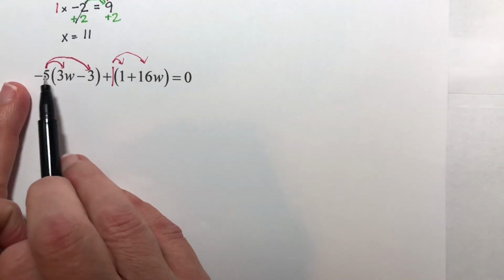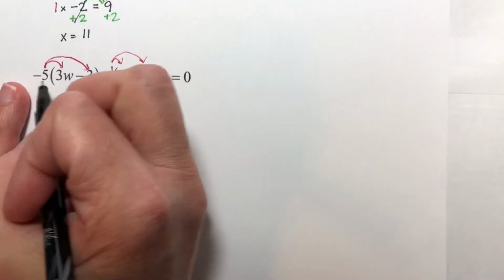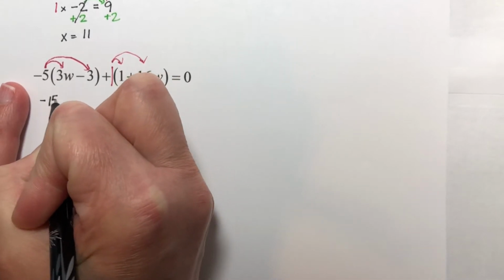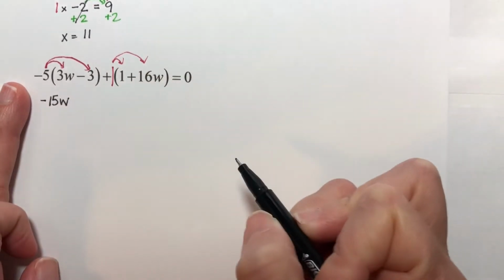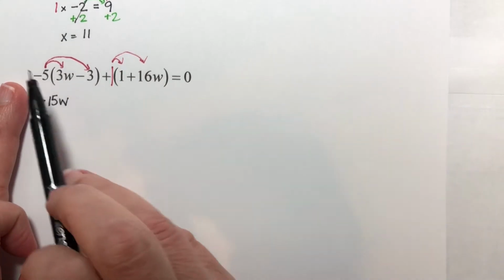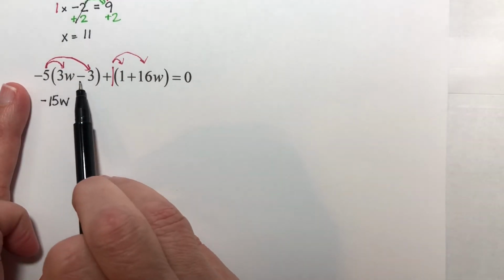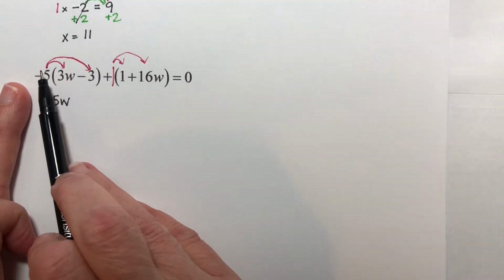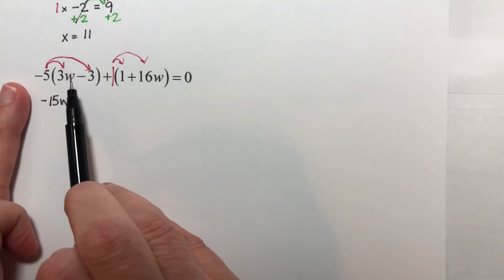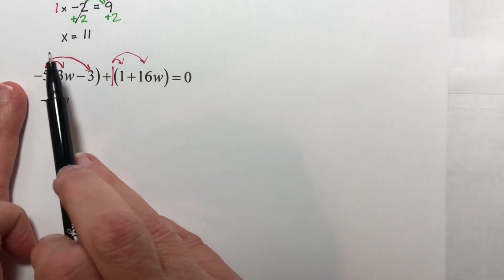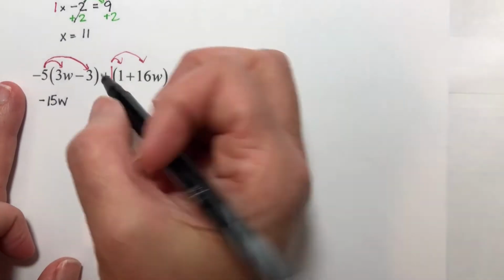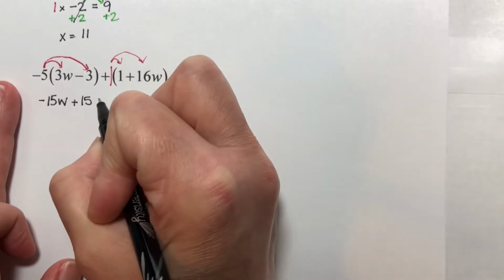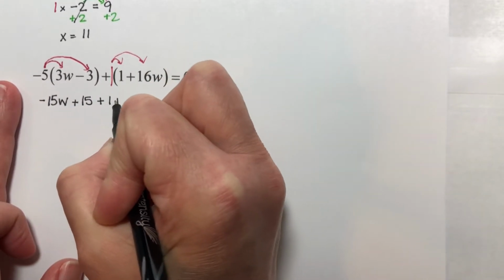-5 times 3w. -5 times 3. A negative times a positive is negative. 5 times 3 is 15, so that's -15w. -5 times a -3, or minus a +3. But the negative times a negative, remember, a subtraction and a negative are very closely related. -5 times -3 is going to be +15. And then I'm going to bring down the rest of this.